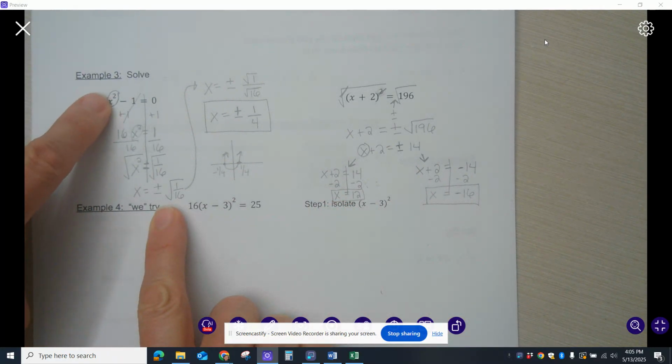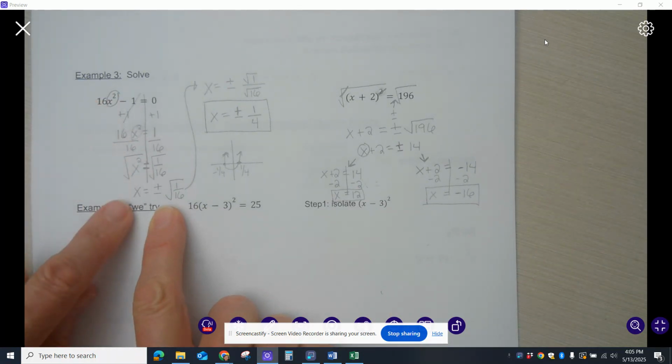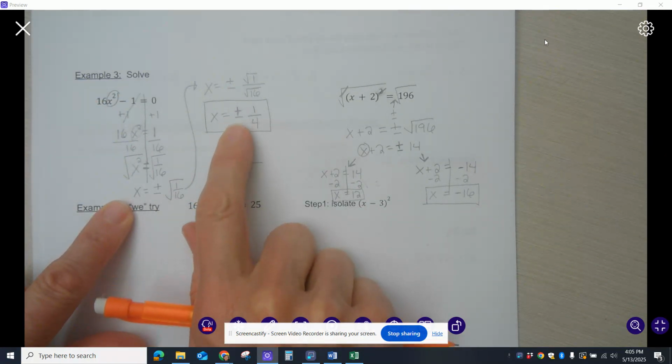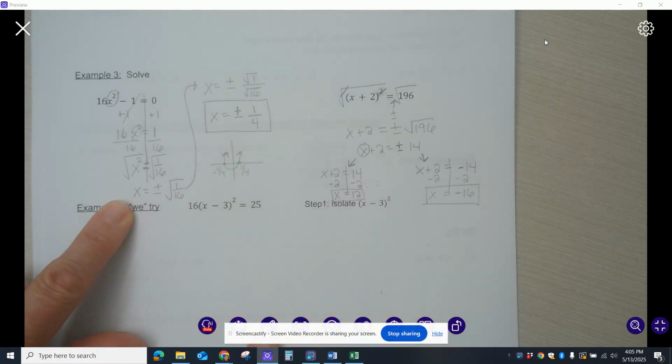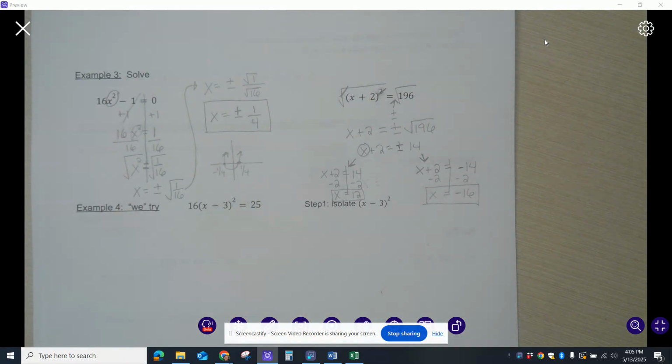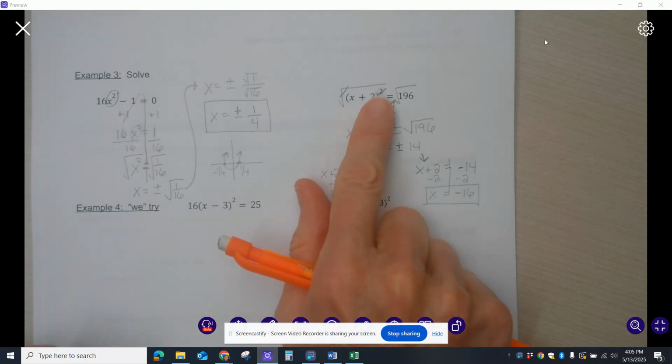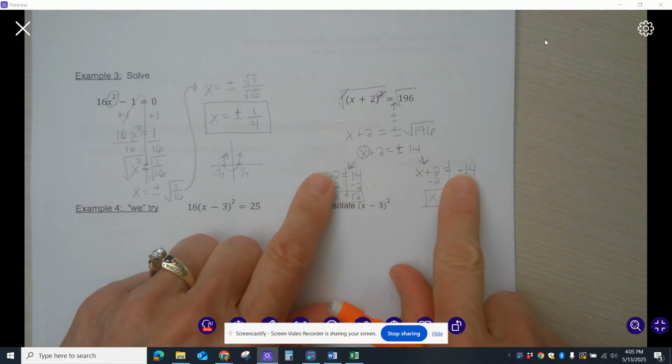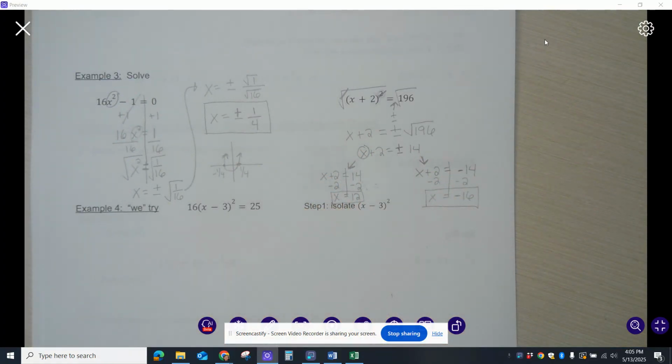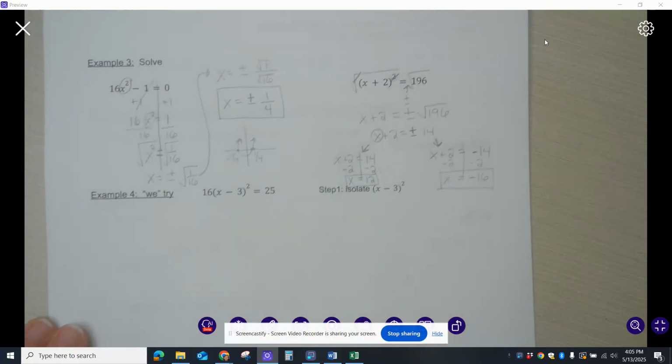Over here, when we didn't have those parentheses, we just got plus or minus of the same number, plus or minus 1/4. Yesterday we got some answers that were like plus or minus 7, plus or minus 6. But when you have those parentheses, you're going to separate and get 2 separate answers. All right, let's try this one.